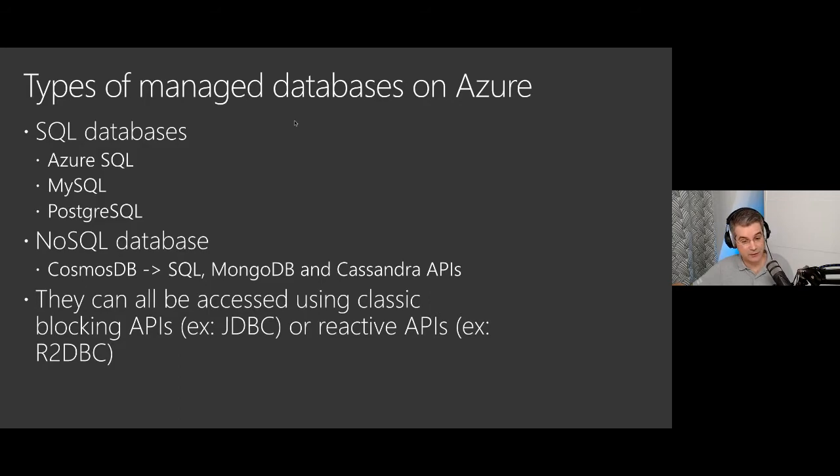And what is interesting to know about all those databases is that they can be accessed either with classic JDBC API. So as a Java developer, I usually use JDBC to access my database. But you can also use them using reactive APIs, which is something new. It's something called R2DBC. If you don't know about reactive APIs, please have a look. It's very interesting. It will allow you to scale better and to have better stability for your applications.